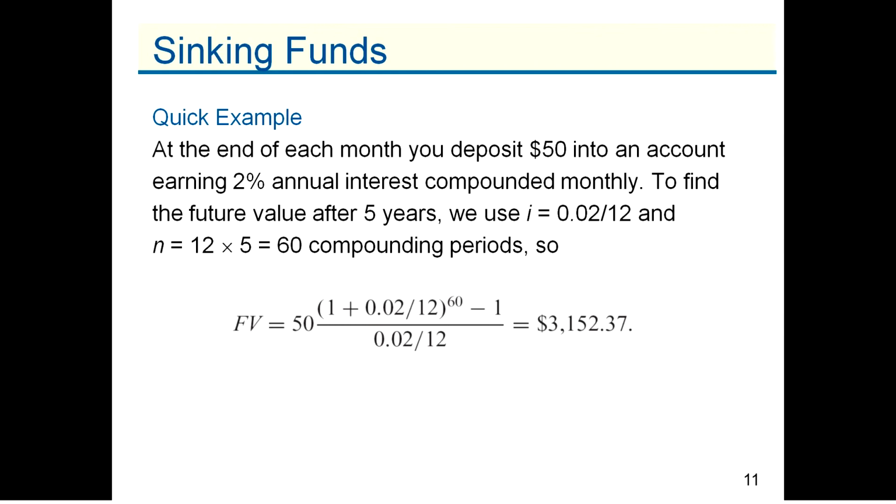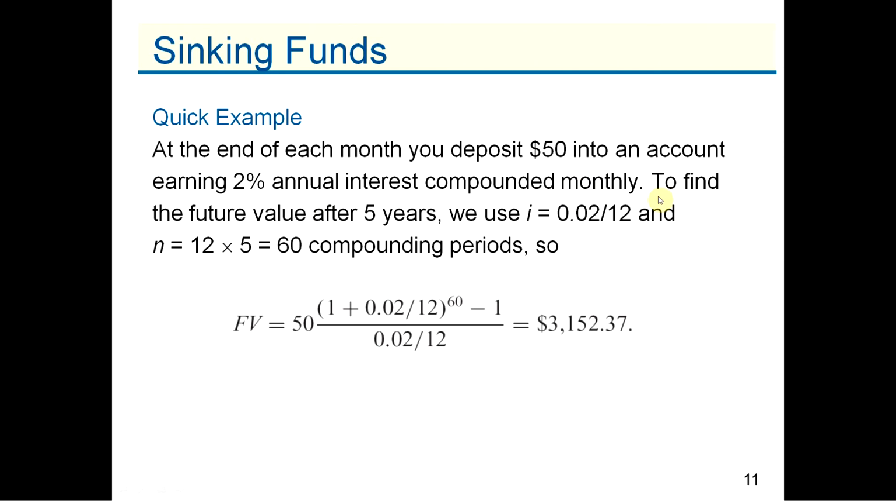So here's a quick example. What would a problem like this look like? At the end of each month, we're going to deposit $50 into an account that earns 2% annual interest compounded monthly. Now, if they hadn't told us that it was compounded monthly, or they hadn't told us that it's at the end of each month, you only need to be given one. For our case, all of our problems that we're going to do, the deposit period and the compounding period is going to be the same.